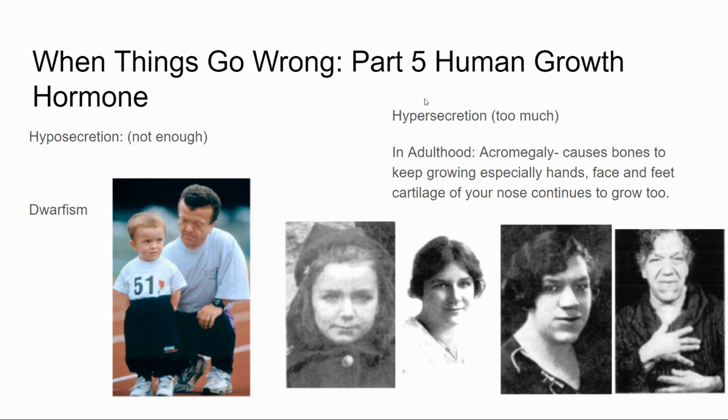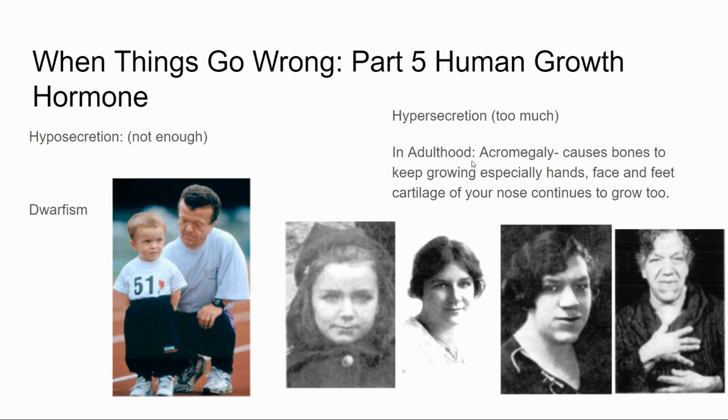The next one is hypersecretion, too much, in adulthood. Mainly this is young adulthood, mid 20s and up. So what you see here is that in adulthood, you will get something called acromegaly. Acromegaly causes the bones and the cartilage to keep growing. You especially notice acromegaly in your hands, face, and feet. The fingers don't get longer, but they get thicker, so they look like short sausage fingers, really round and big.